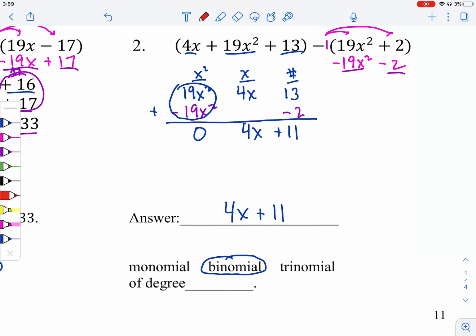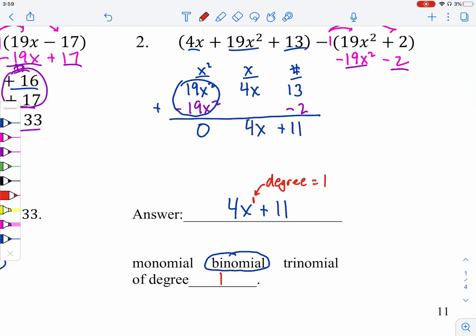Degree: what's the highest power? So this is x to the first power. So our degree is equal to 1, because that's our highest power. We don't have x squared, so it's not 2, right? So degree is 1, because x to the first power. So degree is 1.